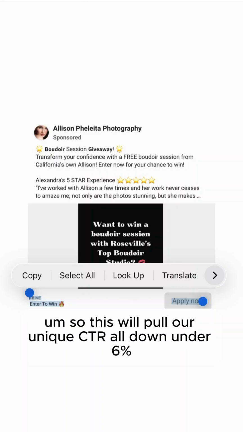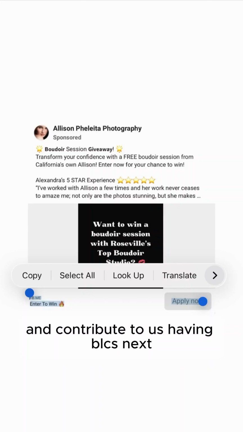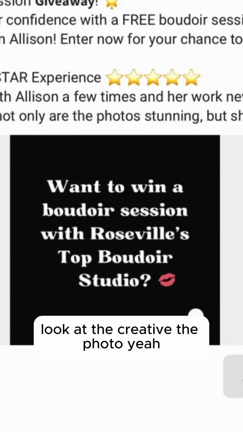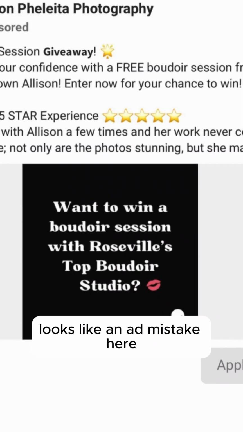So this will pull our unique CTRL down under 6% and contribute to us having BLCS. Next, look at the creative, the photo. Yeah, we got the looks like an ad mistake here.